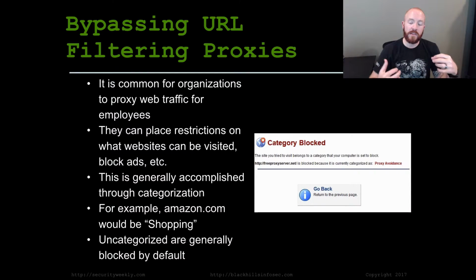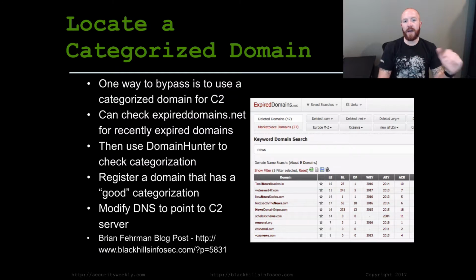Now for us as attackers, that can be bad, because if we're using a site that's, let's say, not in a category that's allowed, then our C2 channel is going to die. It's going to be blocked. And in general, uncategorized sites are blocked by default as well. So things that the proxy or security product has not seen before are typically blocked. So how do we go about finding a categorized domain to use for our C2 channel, right?